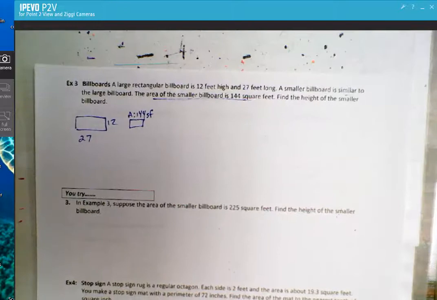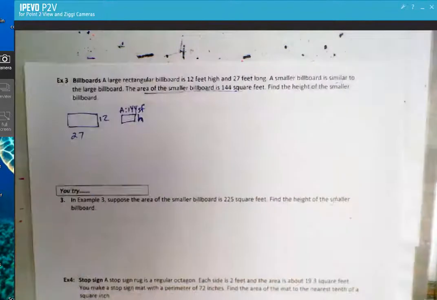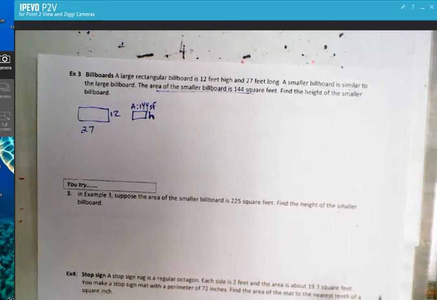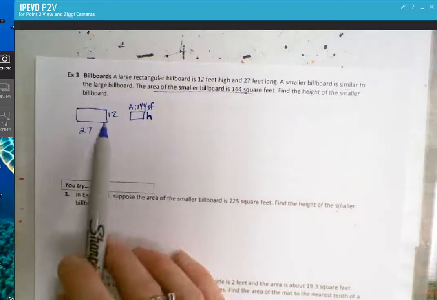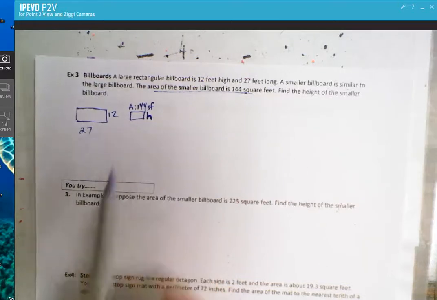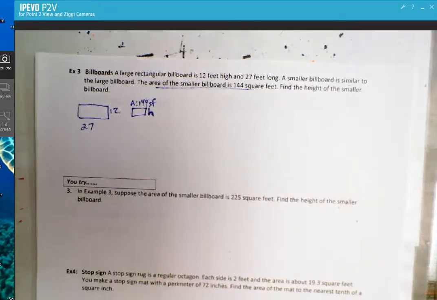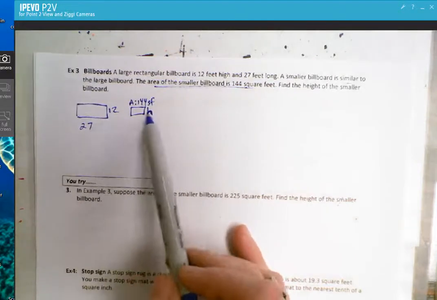Find the height of the smaller billboard. So the height, which I'm going to call H, is what I'm looking for. Right now I don't have anything talking about area to area, and I don't know any of these sides, so I can't set up a perimeter ratio yet. So I need to stop and think, okay, what can I set? I don't know any of these sides, so I can't figure out what the perimeter is.